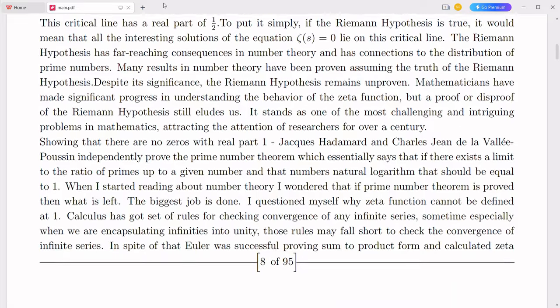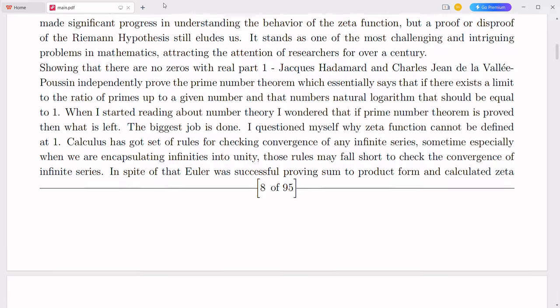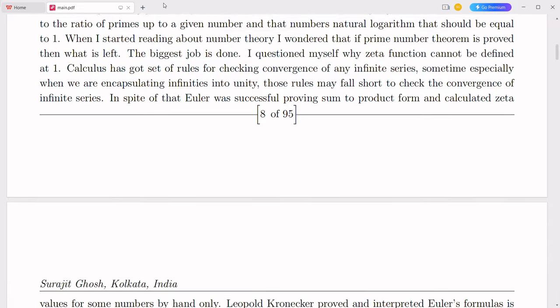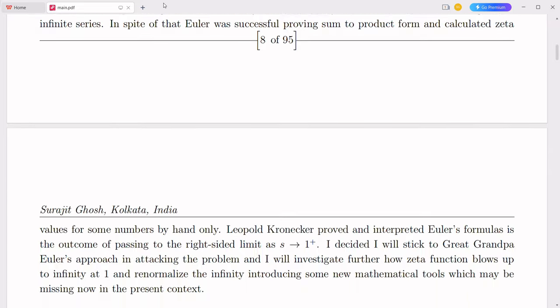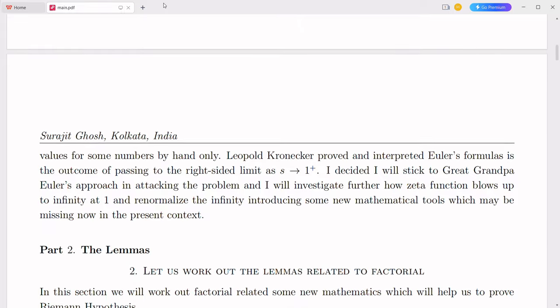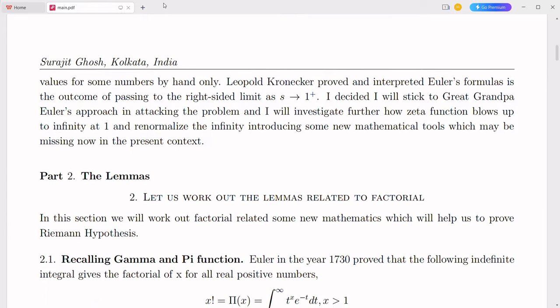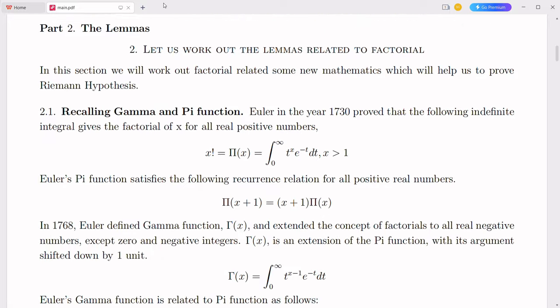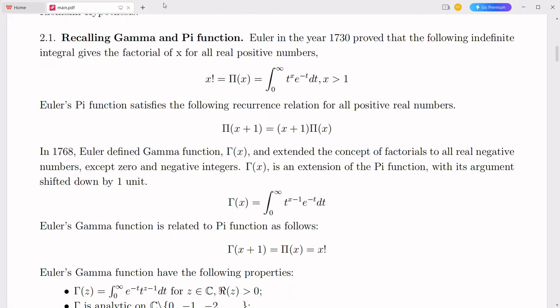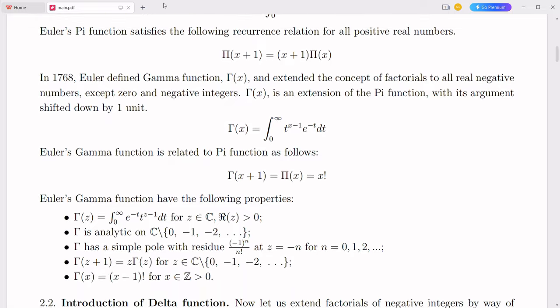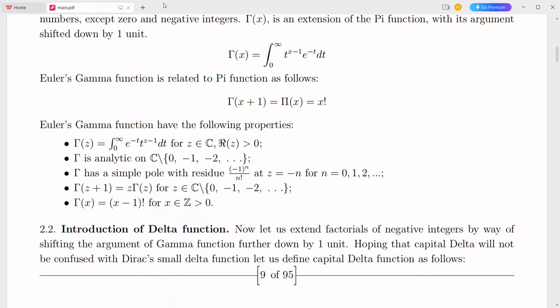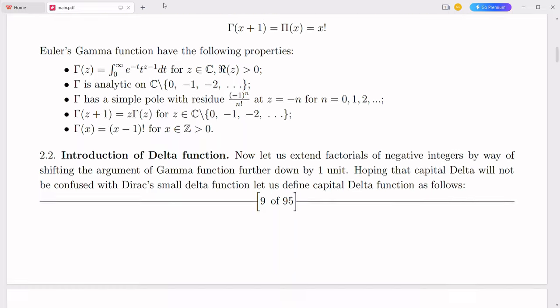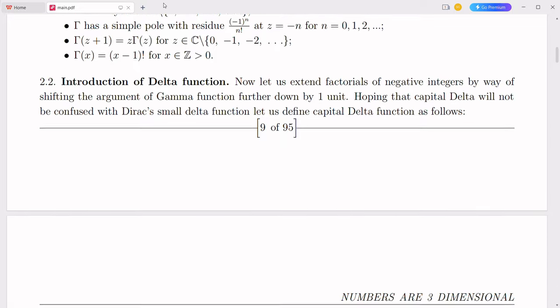My journey began with a profound fascination for one of the most enigmatic problems in mathematics, the Riemann hypothesis. As many of you know, this hypothesis, proposed by Bernhard Riemann in 1859, suggests that all non-trivial zeros of the Riemann zeta function lie on the critical line with a real part of half. Solving this hypothesis has far-reaching implications for number theory and beyond.